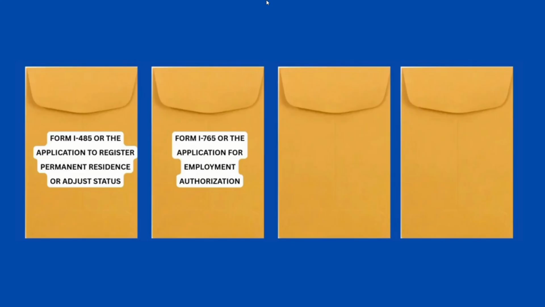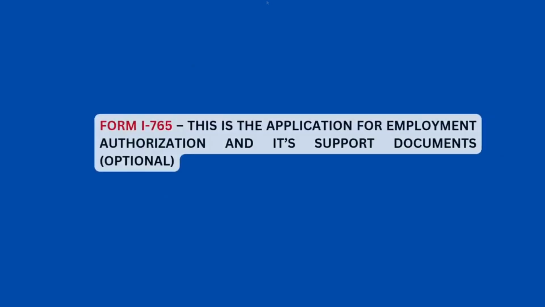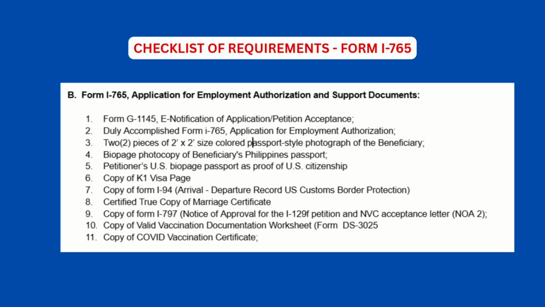Now that we're done with our compilation of requirements for Form I-485, let us now proceed and discuss the requirements that we need in compiling for Form I-765, or the application for employment authorization, or work permit. Now, applying for your work permit is just optional if you file it together with your green card application. This is only applicable to those who want to start working while waiting for their green card to be approved. Let us move forward. So these are the following checklist of requirements for Form I-765.